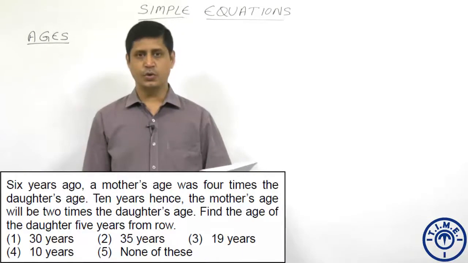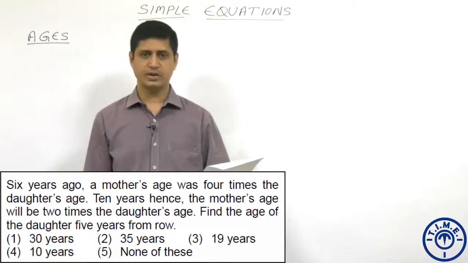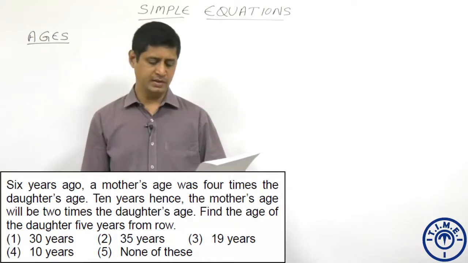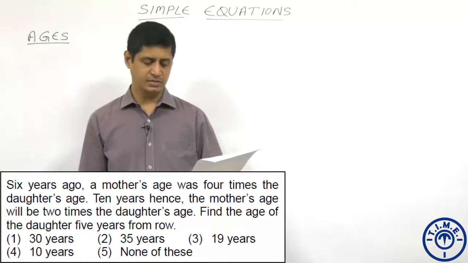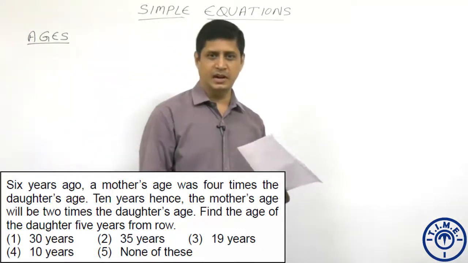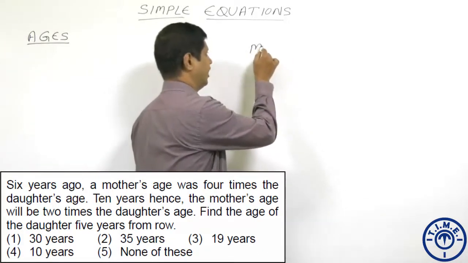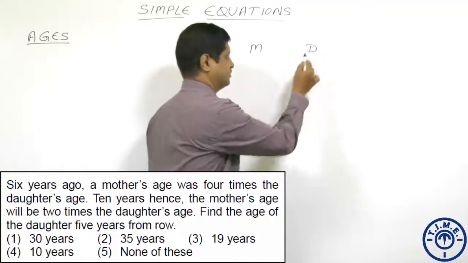6 years ago, a mother's age was 4 times the daughter's age. 10 years hence, the mother's age will be 2 times the daughter's age. Find the age of the daughter 5 years from now. I am assuming the mother's age as M and the daughter's age as D.